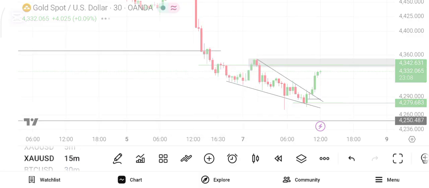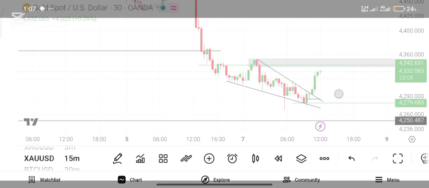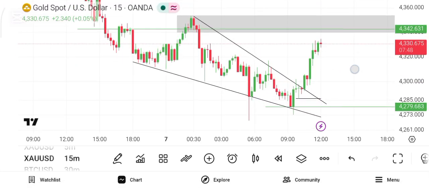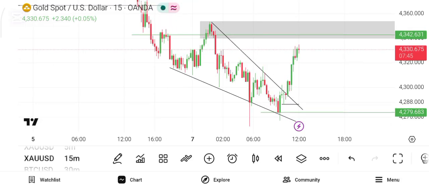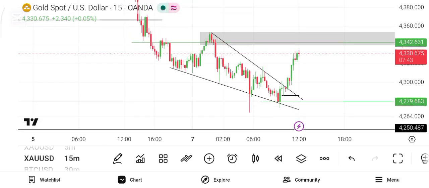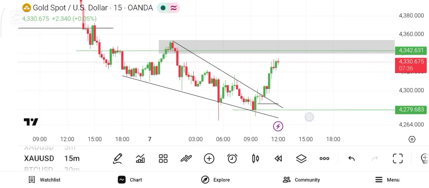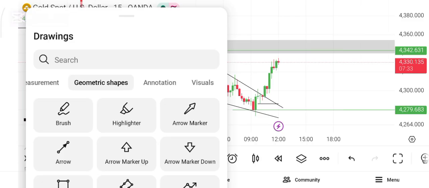I screwed down to the 15 minutes time frame. That is why I executed the market. There's no strong network here. Okay, so I screwed down to the 15 minutes time frame, and I noticed there was a break on this trend line. After a break on this trend line, then I executed the market.